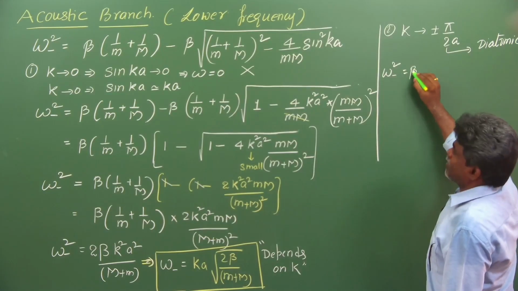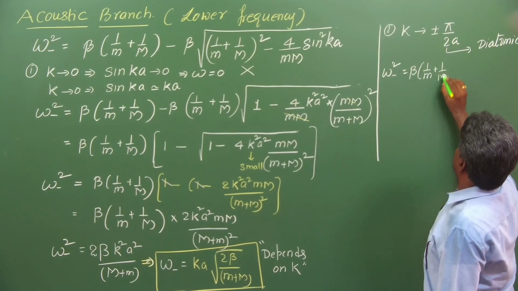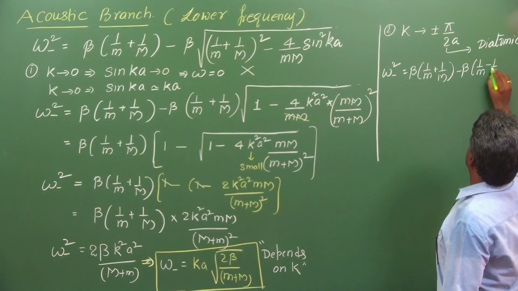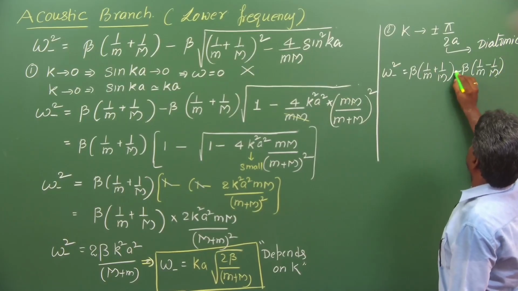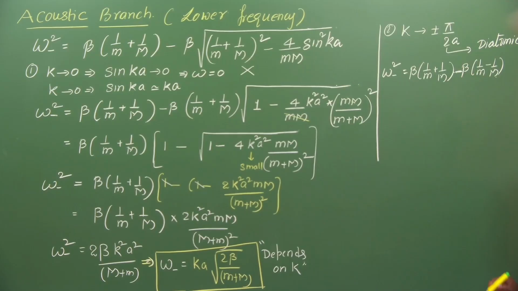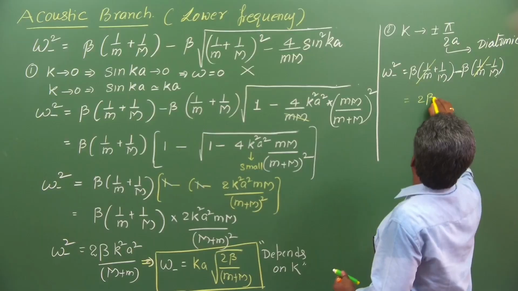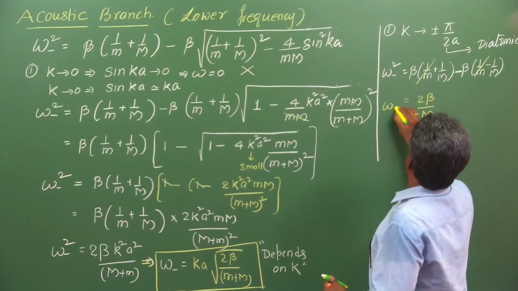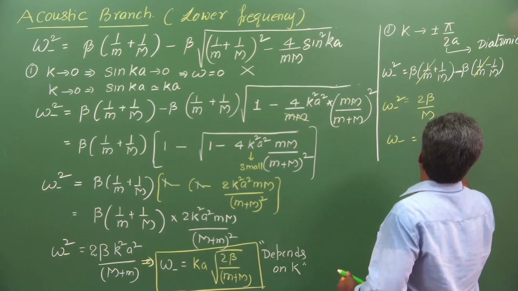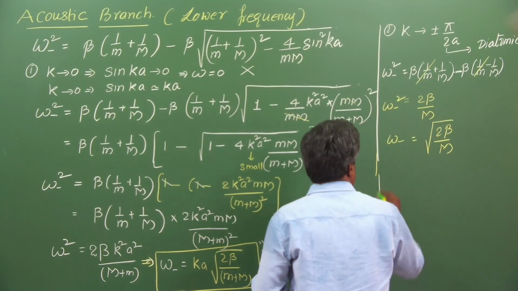Same logic, β(1/small m plus 1/capital M) minus β, this time (1/small m minus 1/capital M), but here minus is there. Earlier you have plus, but here minus is there. That's why what is cancelled? Small m cancelled. That's why 2β by capital M. That's it. Now take the conclusion.